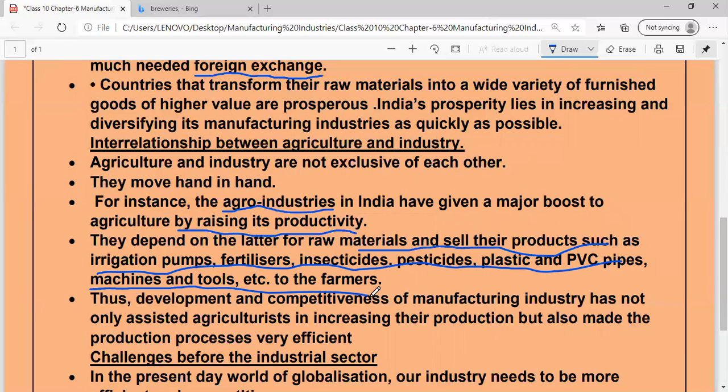for its modernization. Thus, development and competitiveness of manufacturing industry has not only assisted agriculturists in increasing their production, but also made the production processes very efficient. Okay, so output has increased, and also it became very efficient. Okay, quality has also improved a lot in the agricultural sector.